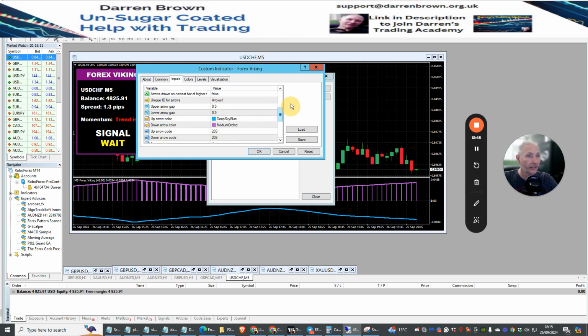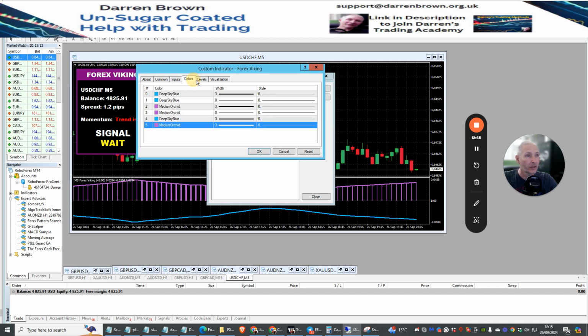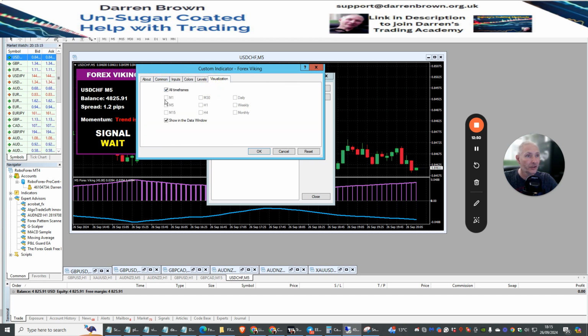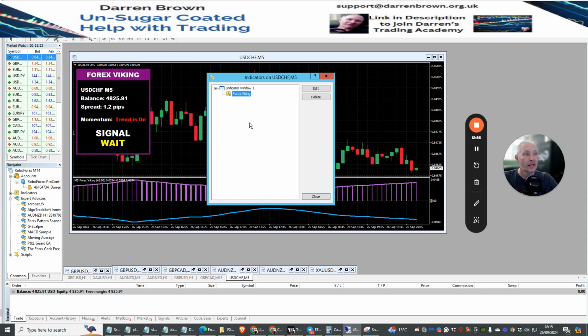We can adjust all these things. We've got the color, the levels, and visualization. This is where you set all time frames, so you can preset it to just a 5-minute window. Click OK. This is pretty much all you need to do with this indicator.